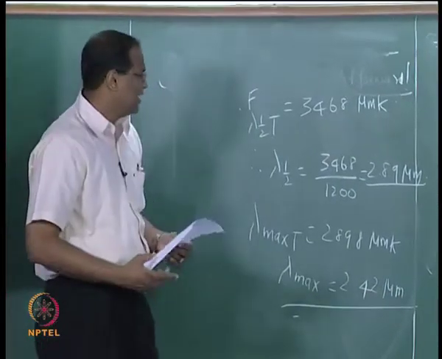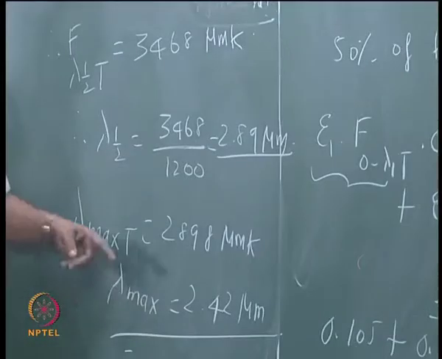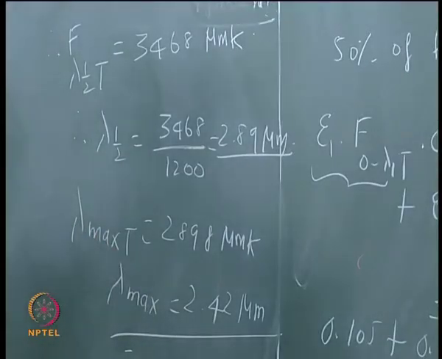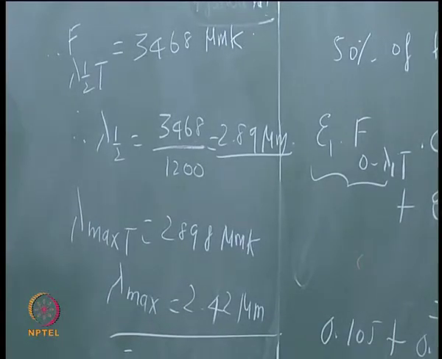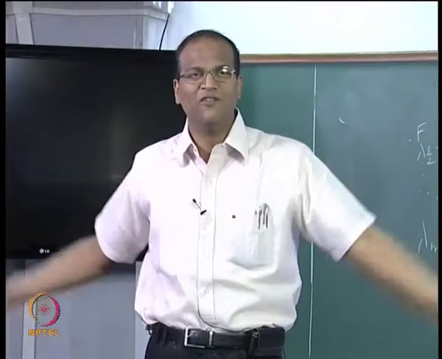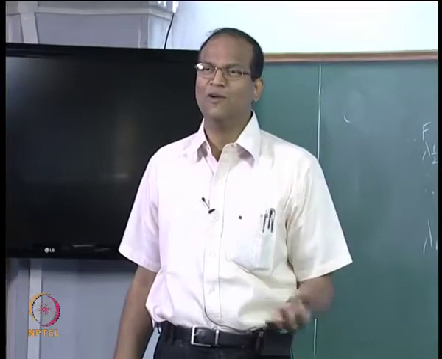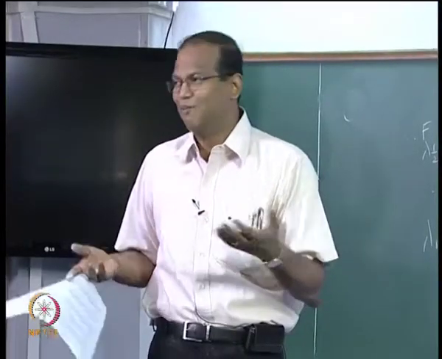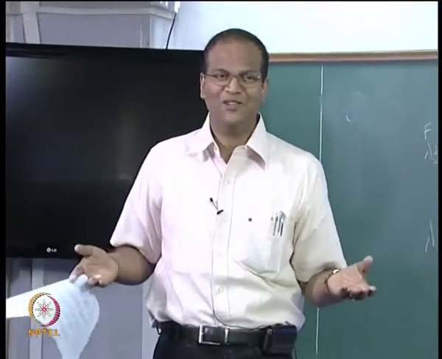I wanted you to write that this lambda half and lambda max are close to each other. Some people have written 2.89 is greater than 2.4, therefore lambda half is greater than lambda max, but in the whole spectrum of 0 to infinity, one was 2.89, one was 2.41. I don't know why you are not able to see the similarity, but you want to see only the difference.